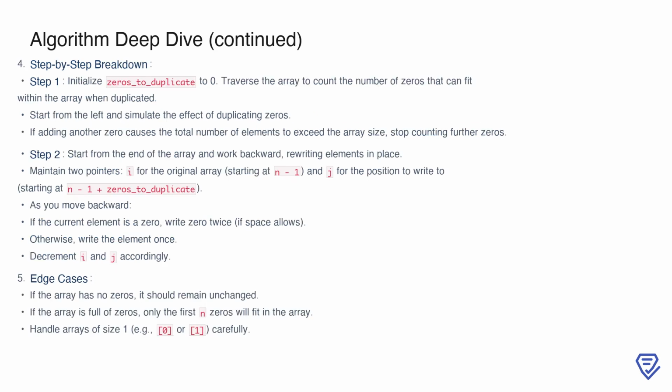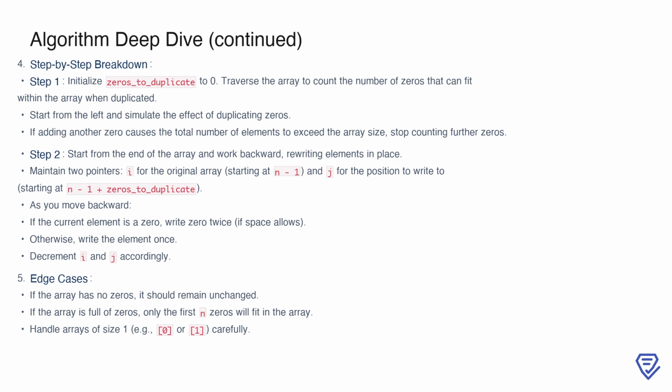The two-pass solution begins with a step-by-step plan. In the first step, we initialize a counter, zeros_to_duplicate, to 0. We then traverse the array from left to right, simulating what would happen if we duplicated each zero. During this simulation, we stop counting zeros if duplicating another one would cause the total number of elements to exceed the array's size. Once we know how many zeros can fit, we move to the second step.